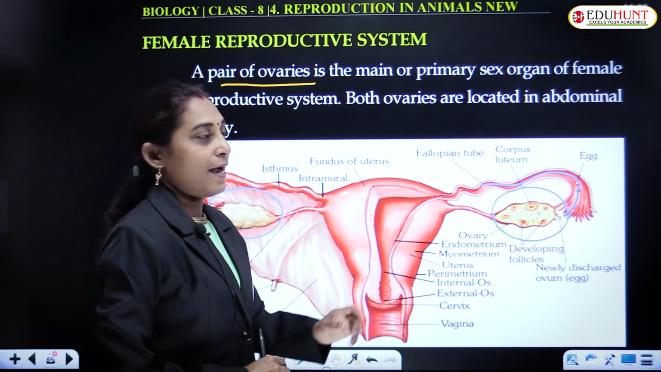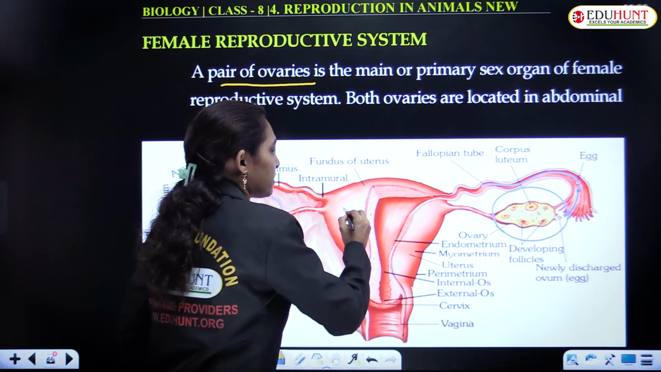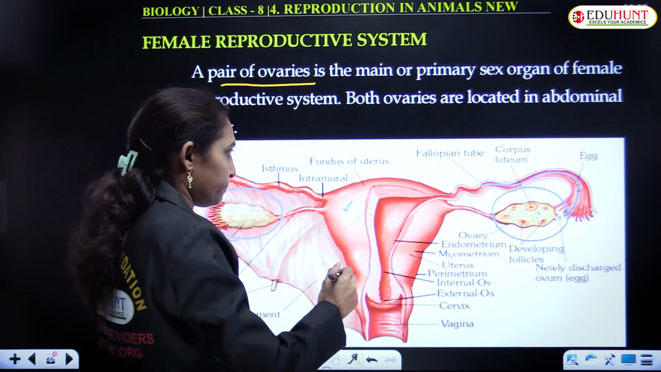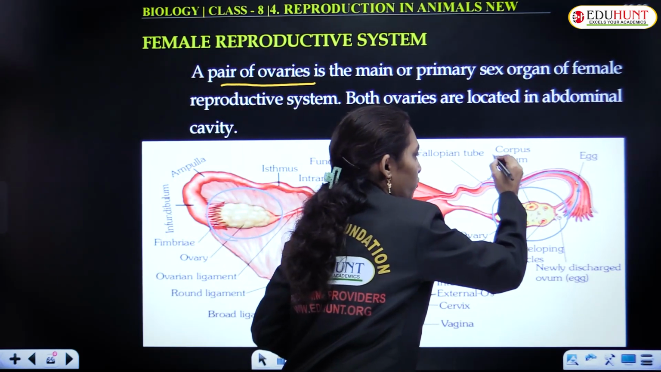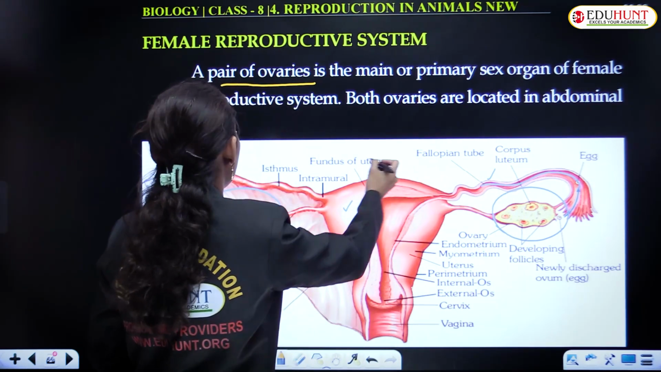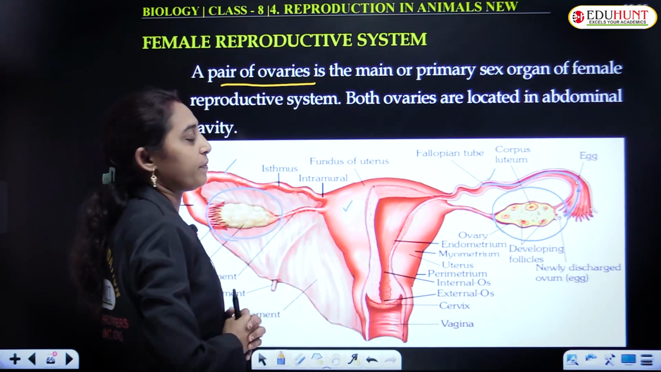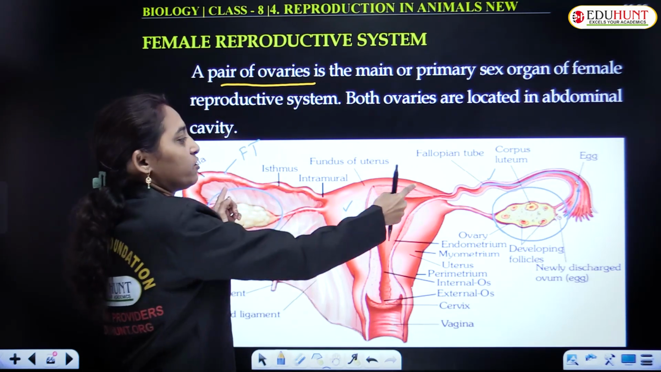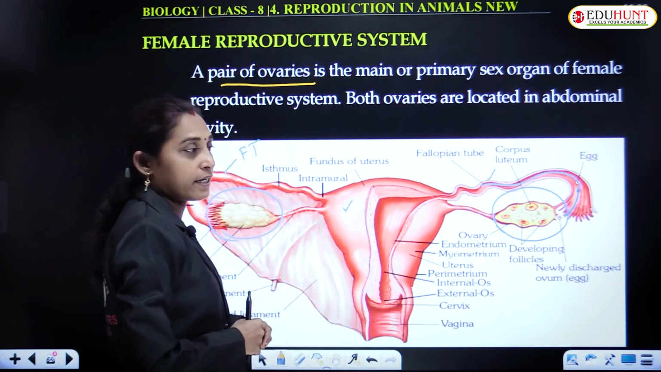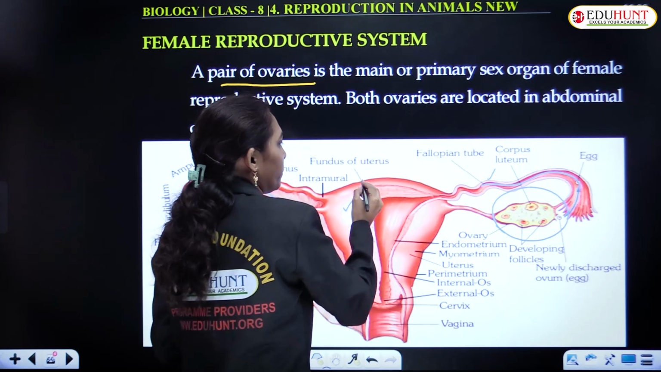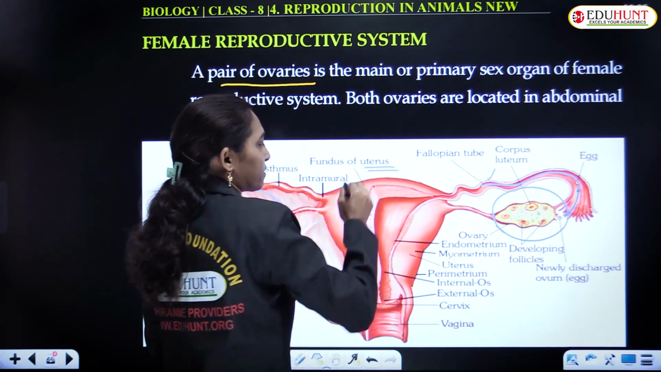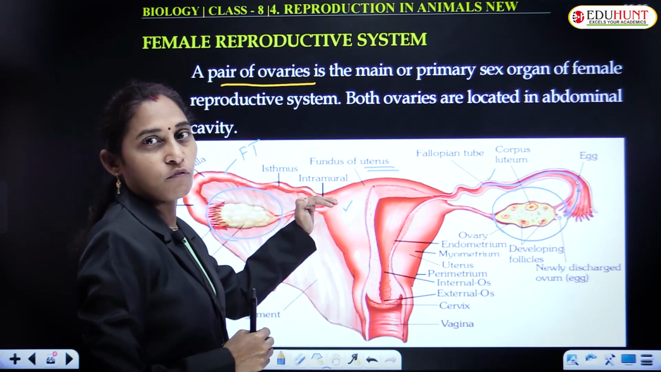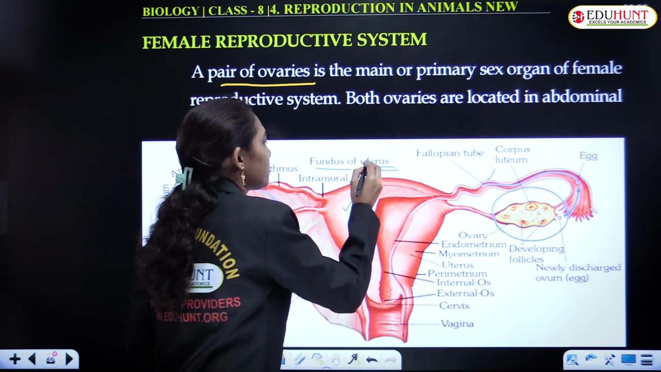uterus, and there is a single uterus. This is the uterus. It is a fallopian tube. Here it is one fallopian tube and it is another fallopian tube. These 2 fallopian tubes are connected to a single uterus. The upper portion of the uterus is known as the fundus uterus.